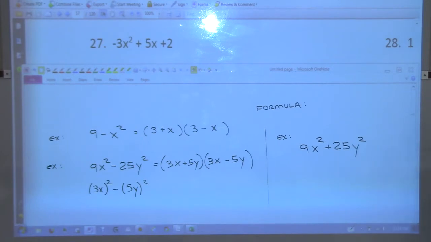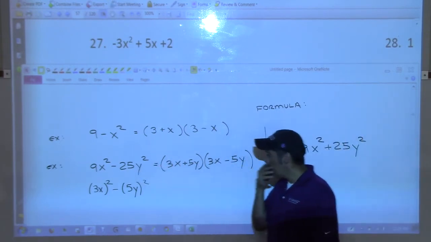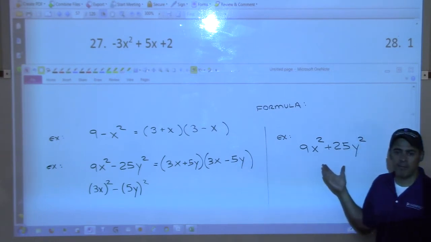So, what do you say? So it's going to be 3x plus 5y, and then it's 3x plus 5y. Okay, so you're seeing the same pattern as you saw here. What's the difference then, Elizabeth, between these two problems?